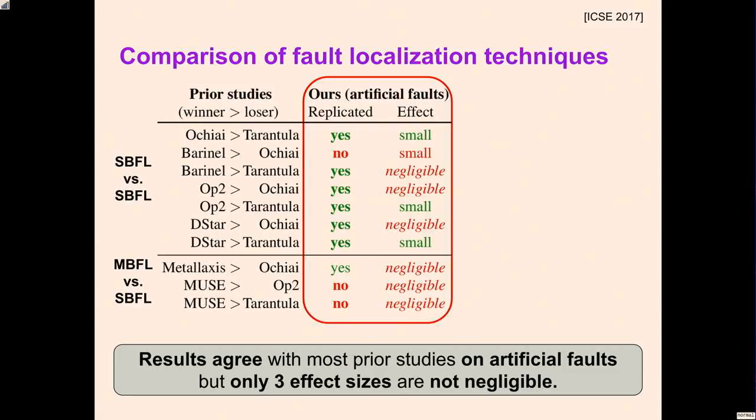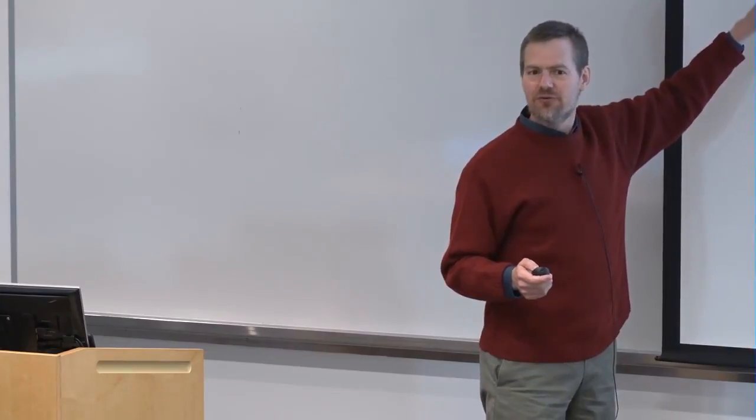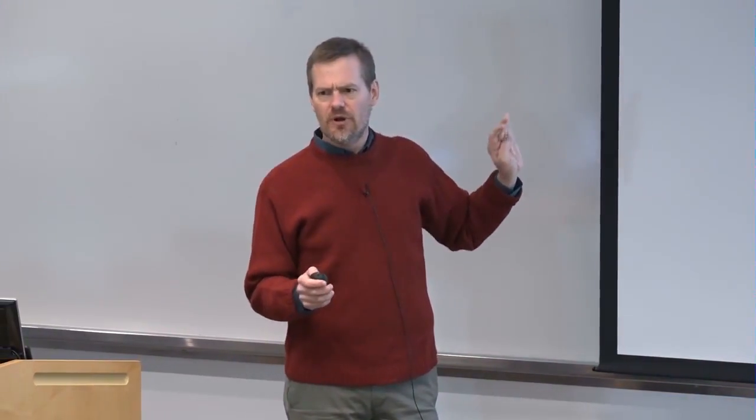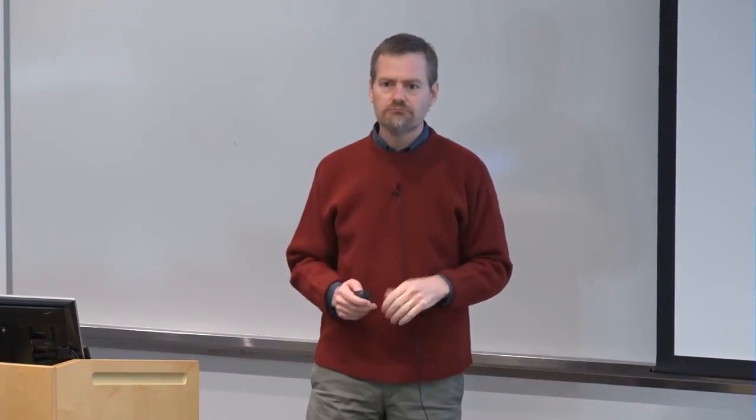And here's what we found. We found that we were able to replicate 7 of the 10 in terms of which technique was better. But of those, only 3 actually had a meaningful effect. So in other words, only 3 of these 10 results should ever have been reported. Somehow 3 of them are just the opposite of what we got when we tried it. And the others, they either didn't do the statistics or there was some other difference in an experimental setup. OK, so that's on artificial faults.